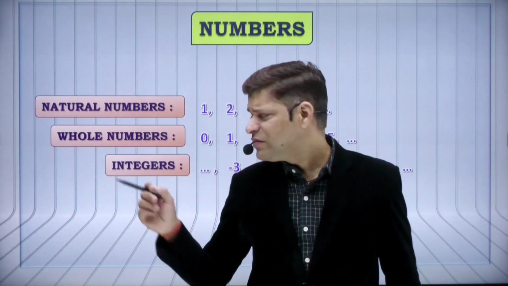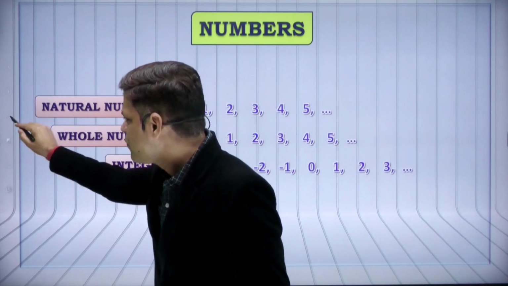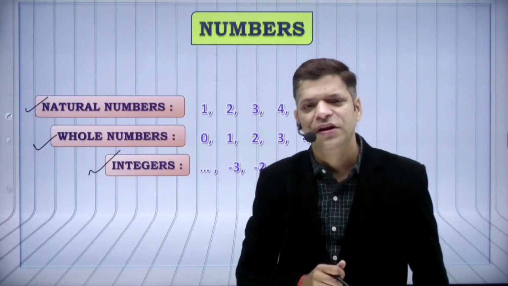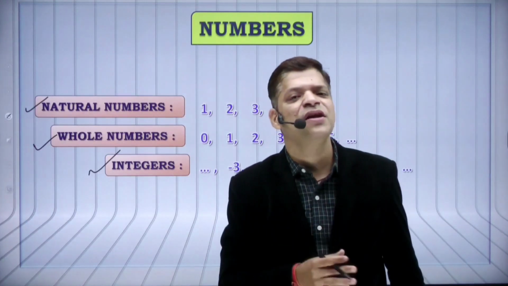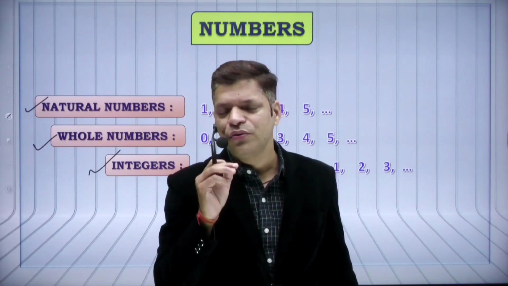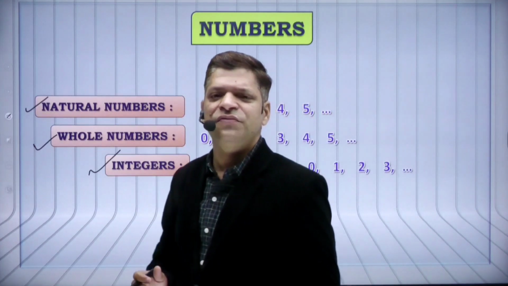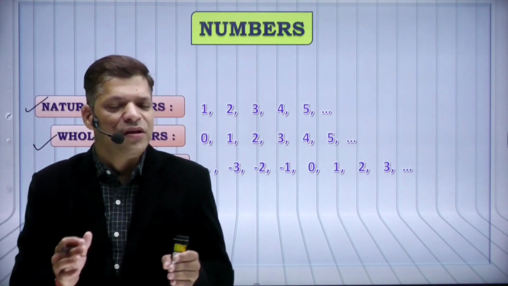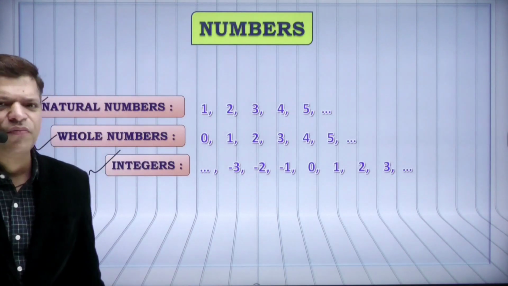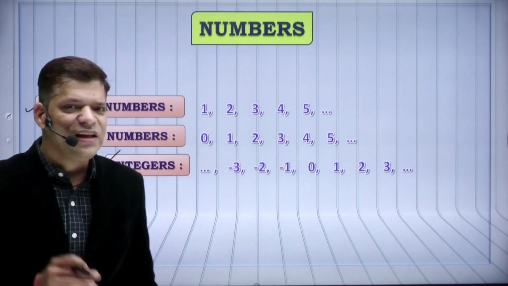All these three numbers are very important: natural numbers, whole numbers, and integers. The natural numbers start from 1, 2, 3, 4 and so on. In whole numbers we include 0, that is 0, 1, 2, 3, 4 and so on. And what is an integer? Integers are ..., -3, -2, -1, 0, 1, 2, 3 and so on, extending from minus infinity. Basically in the number system, firstly we discuss these three numbers.